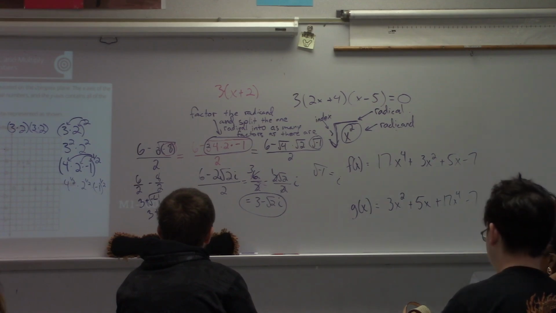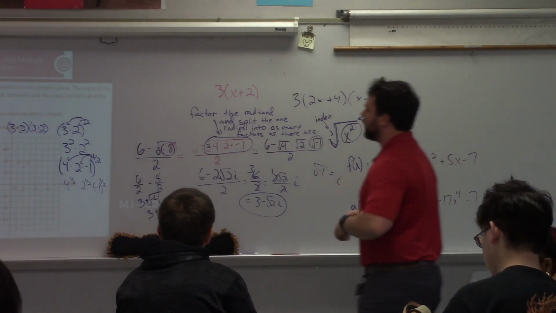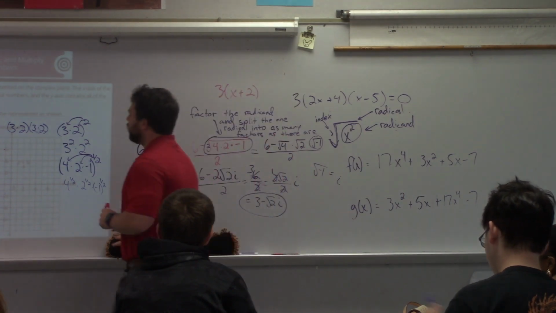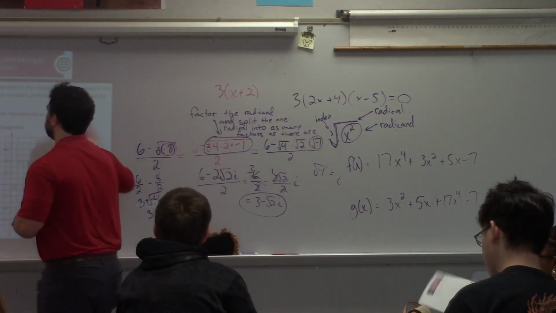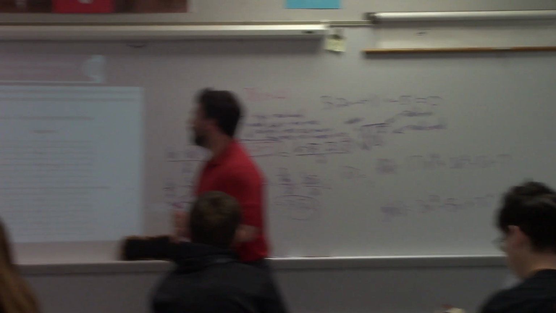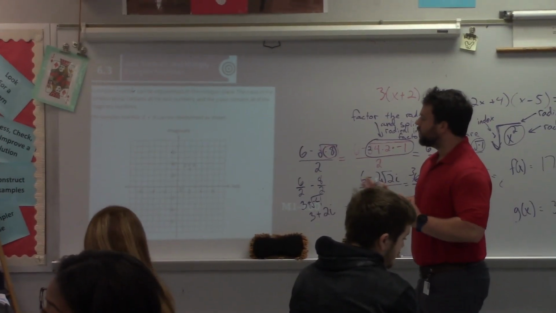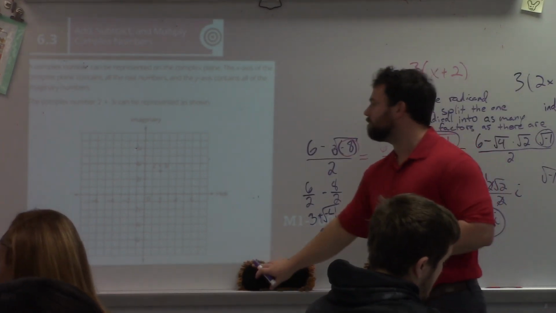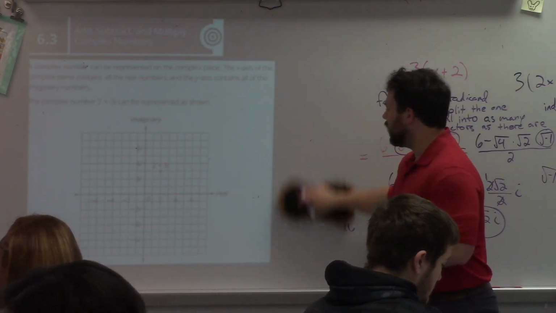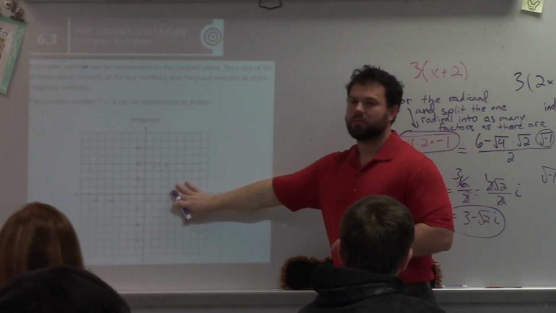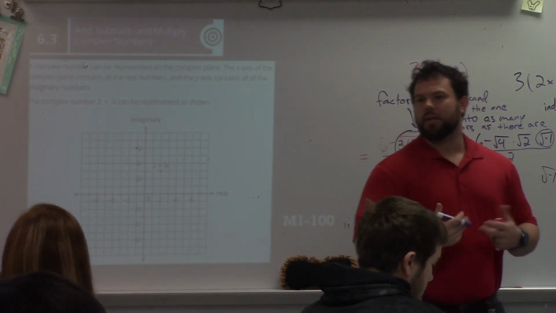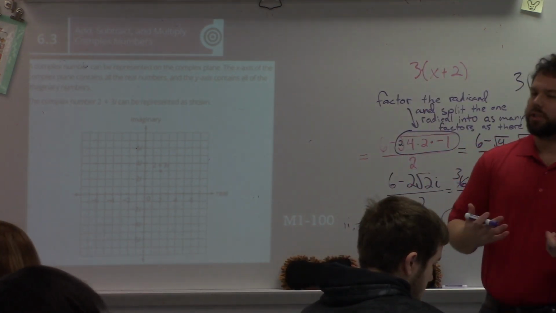Okay, so moving in here. So we're on 6.3 on adding, subtracting, and multiplying complex numbers. So we have the complex number 2 plus 3i. And what we should notice is, page 100, by the way. Okay? What does this look a whole lot like right here? Looks like a graph, right? It looks like a Cartesian coordinate system.